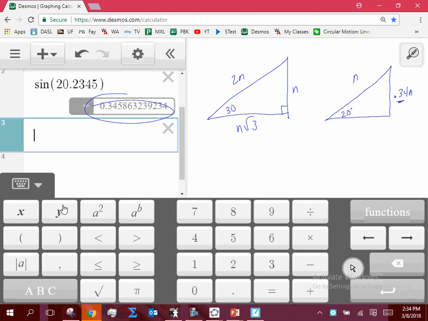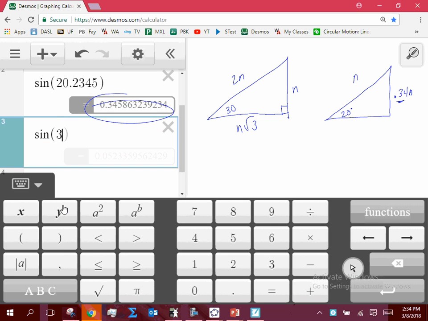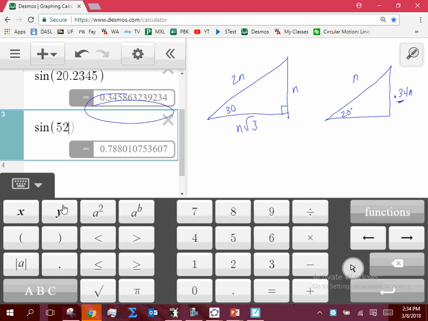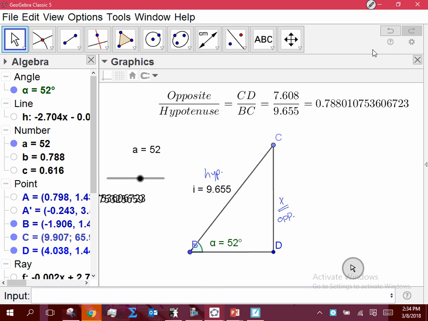So if I type in sine of 52, 0.788, okay? So that means essentially, guys, that x is essentially 78% the size of the hypotenuse. Does that make sense? Okay? There's a ratio here that's going to allow me to shrink the hypotenuse so that it becomes the opposite side. That's all these trig ratios are doing for us.